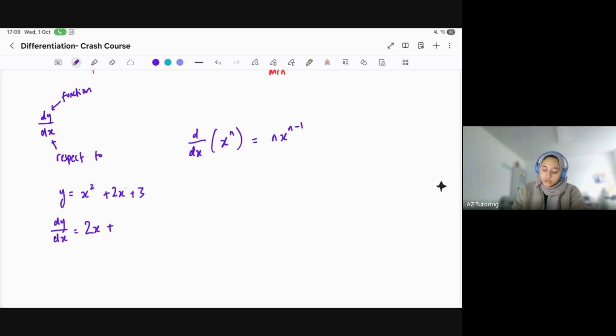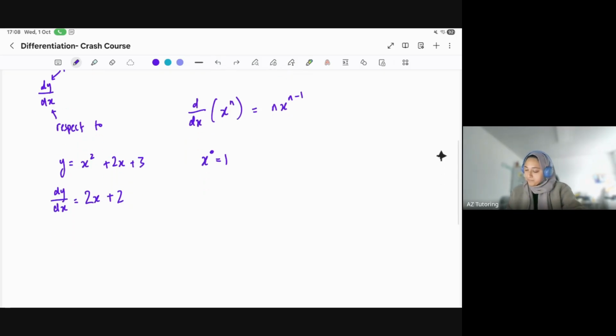Over here, we've got 2 times x. There's a 1 here, so 2 times 1 is just 2. And then for x, 1 minus 1 is 0, and x to the power of 0 is just 1, so we do not write that down. And then differentiating 3, if you differentiate any number, it just becomes 0. But there's no point writing 0, so you can just leave it like that.